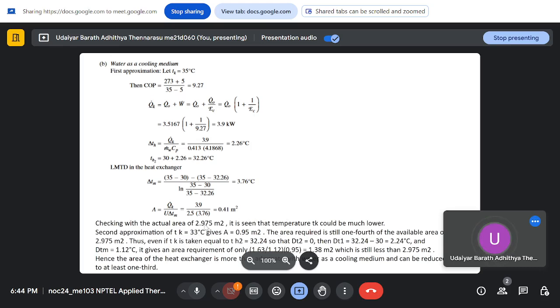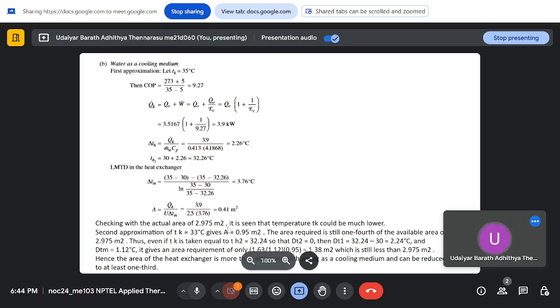It is seen that, since the area with these conditions is smaller, the actual area is higher compared to this area. So the condensing temperature will be even lesser than 35 degrees Celsius. So the second approximate temperature, we will assume it to be 33 degrees Celsius.